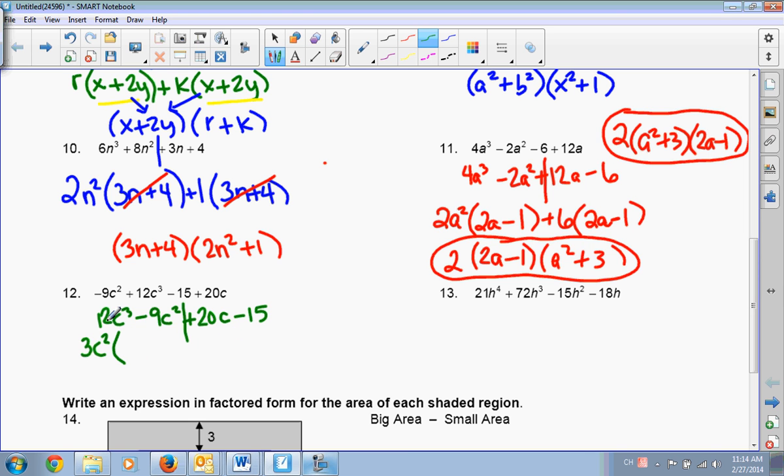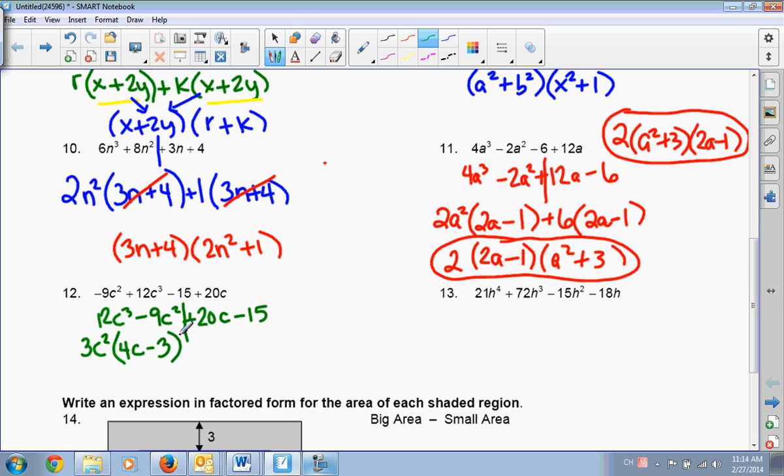Okay, 12 divided by 3 is 4. C cubed divided by c is c squared. And minus 9 divided by 3 is 3. And I already pulled out the c squared. Okay, so whatever we pull out here needs to match this. So this can be a help of what you can pull out.